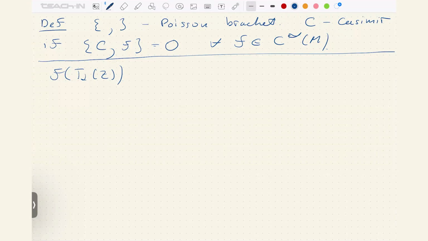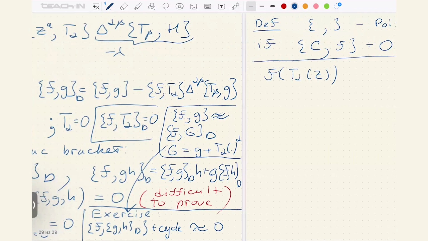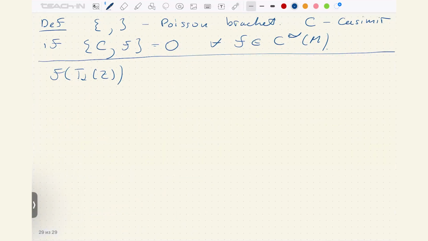Okay. So what do we see? So let's get back to our dynamics. So let me remind you that our equations of motion, the evolution of our second class system is determined by this.